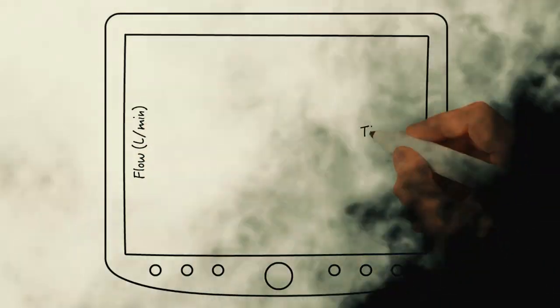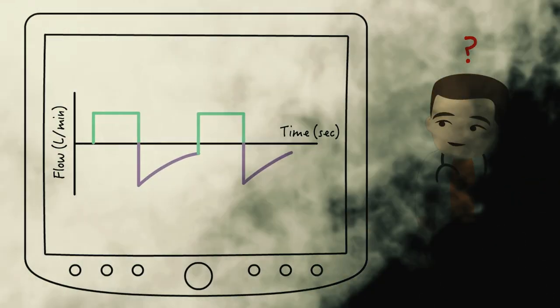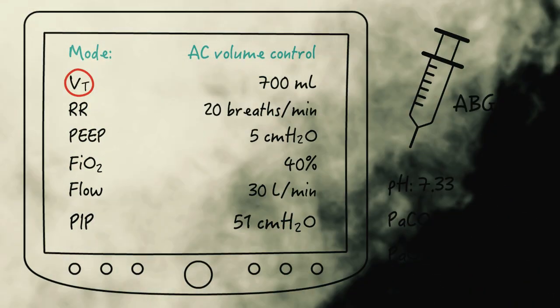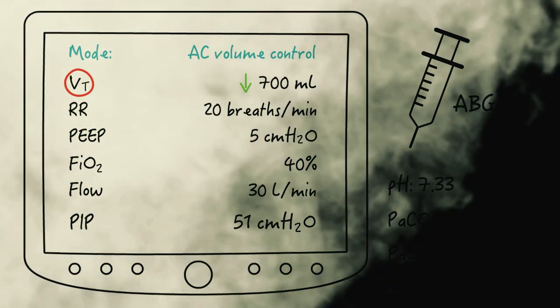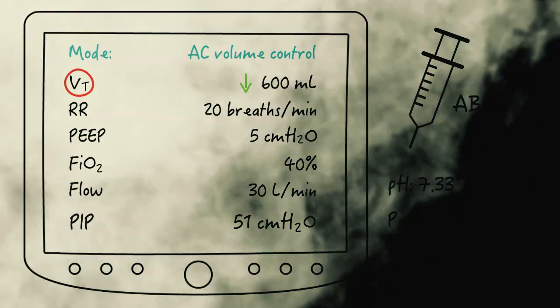Also, his flow waveform reveals the following. So, what options do we have? Well, it's possible that the high amount of tidal volume may be contributing to the air trapping, so we should consider reducing that to somewhere closer to our 6 to 8 milliliters per kilogram range. In this case, I'll decrease the tidal volume to 600 milliliters for now.